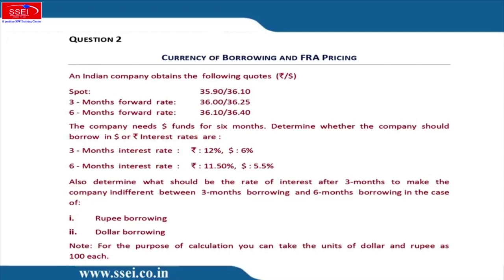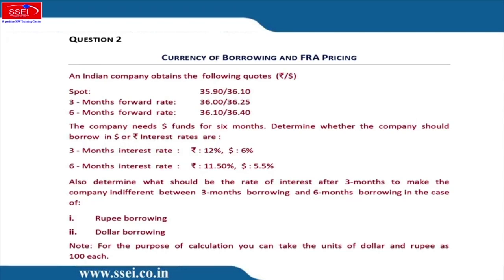So if you look at the dollar thing, the bigger periodic factor for 5.5% will be 1 plus 0.055 by 2, and the smaller periodic factor for 6% will be 1 plus 0.06 by 4. That means if you want it more precisely, 5.5% for 6 months is 2.75%, so the bigger periodic factor is 1.0275, and 6% for 3 months is 1.5%, so 1.015. So 1.0275 divided by 1.015, the whole thing minus 1, the whole into 12 by 3 into 100.